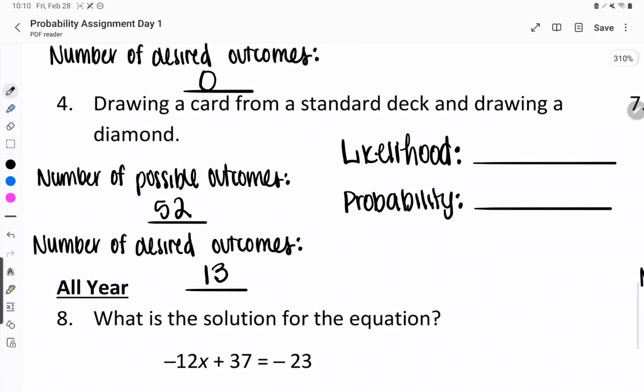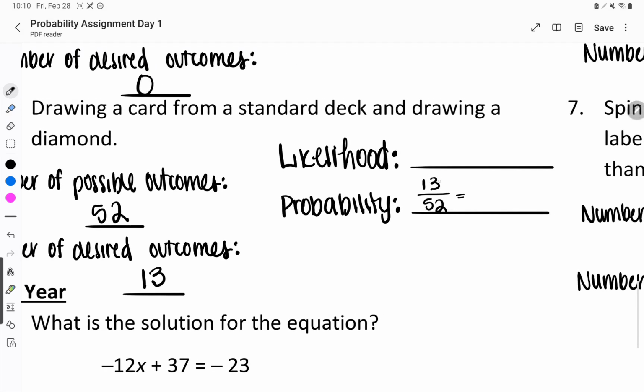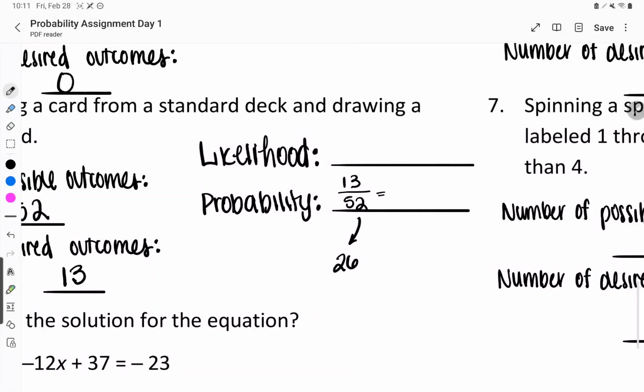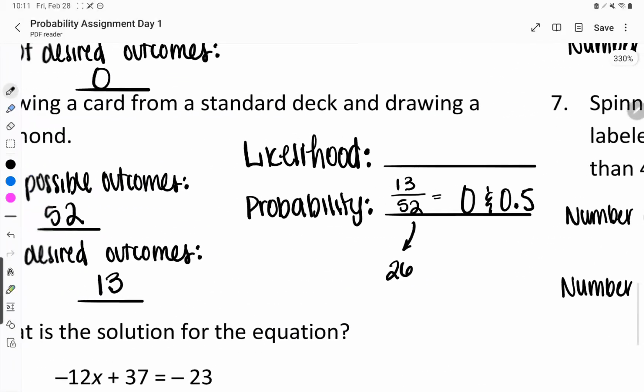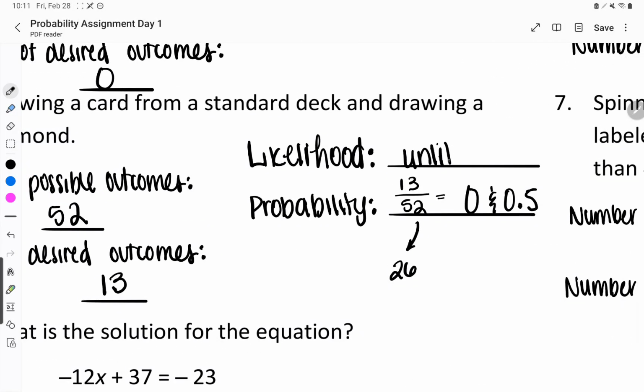The next one says drawing a card from a standard deck and drawing a diamond. There are 52 total outcomes, and of those, 13 of them are diamonds. So that gives us a 13 out of 52 chance. Well, if we go through, this right here is less than half because half of 52 is 26. So if it's less than half, we would say it's between 0 and 0.5. And that makes the likelihood what? Unlikely. It is unlikely because it has less than a 50% chance of occurring.